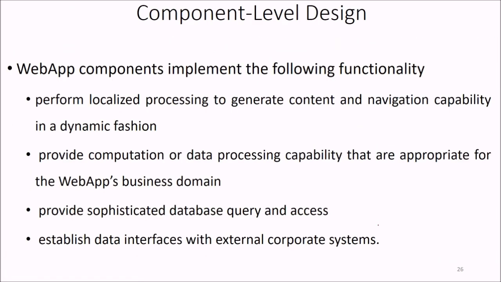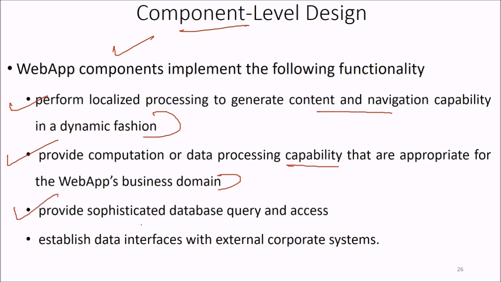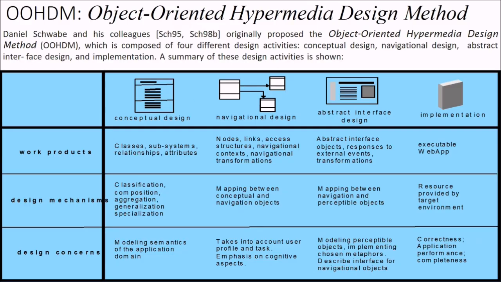So the component level design in our web app will have certain functionality. We need to implement functionality to perform localized processing to generate content and navigation capability in a dynamic fashion, and also to provide computation or data processing capability appropriate for the web app business domain. We are making components for that, which will provide sophisticated database query and access, and will establish data interfaces with external corporate systems. So this is an example of O-HDM, object-oriented hypermedia design model.